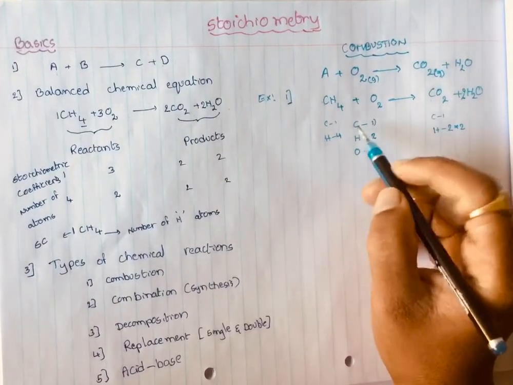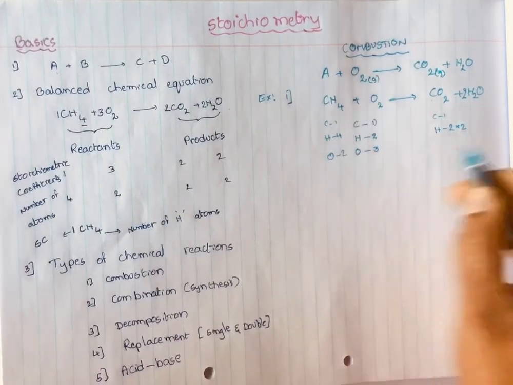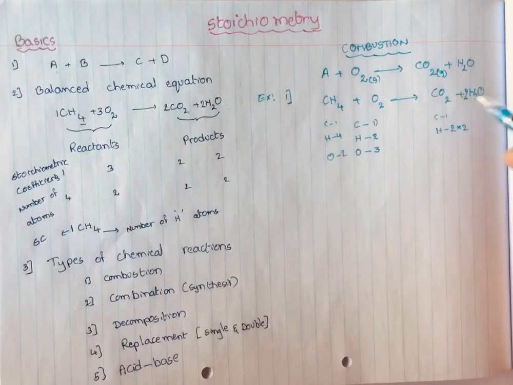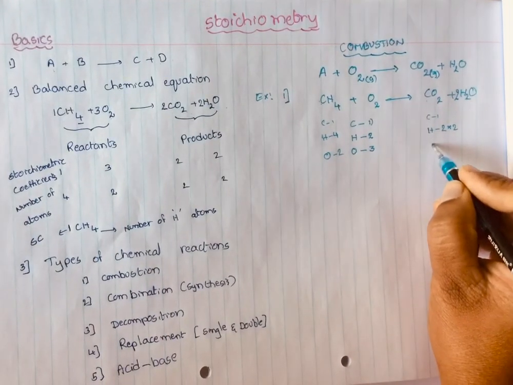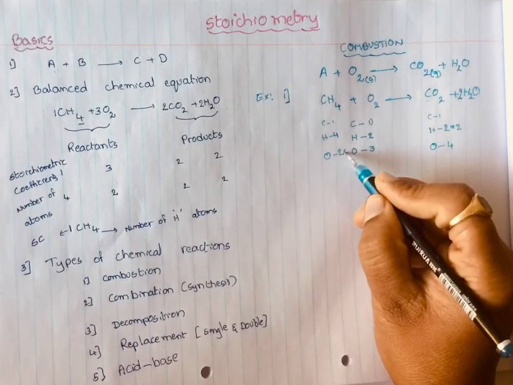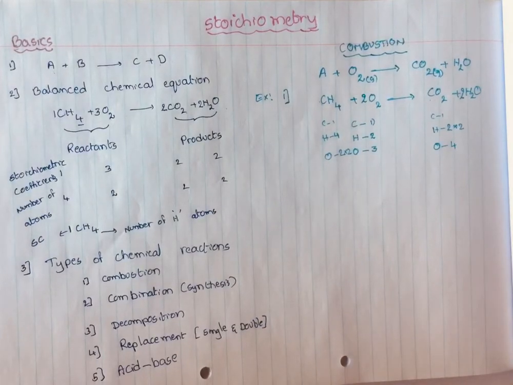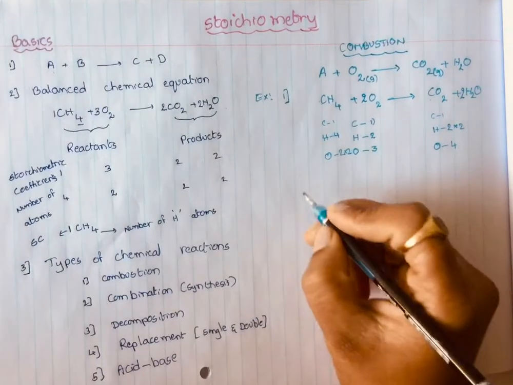Next, the oxygen atoms. How many are there in reactants? We have only 2. But in the products, 2 in the carbon dioxide and 2 in water, so 2 plus 2, 4. So 4 in product but only 2 in reactant. I have to multiply with 2, so I write 2. In this way you need to balance a combustion reaction.